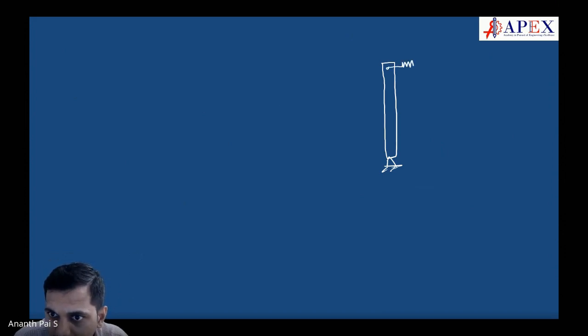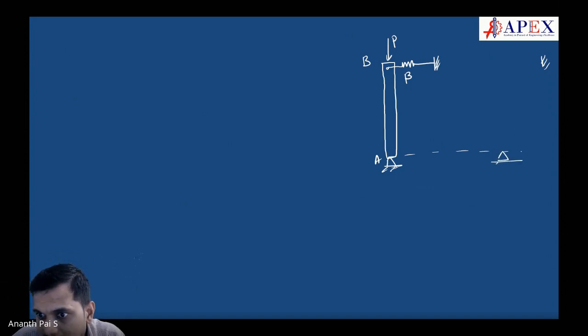Let us take a case of a slender bar like this. Let there be a bar which is connected to a spring of stiffness beta, and the load P is applied. Let this be point A, let this be point B. As the load is applied, it may get deflected due to some disturbance.